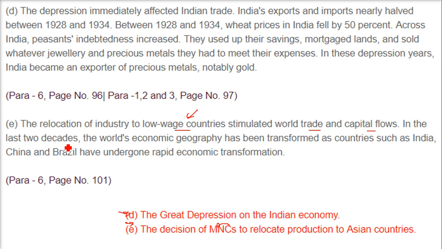In the last 2 decades, the world's economic geography has been transformed as countries like India, like China and Brazil, they have undergone rapid economic transformation.